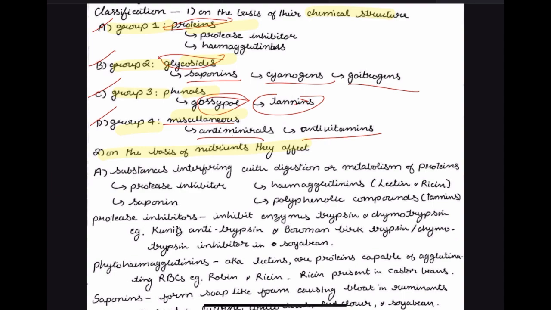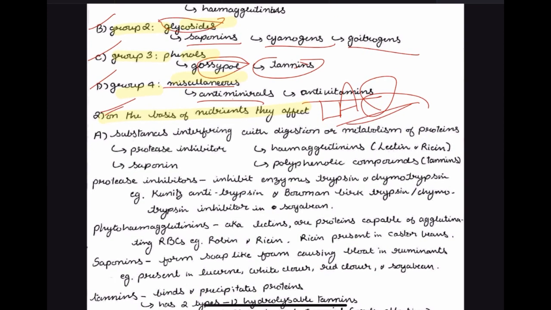This is very important from an LAQ point of view. In exams, they ask long answer type questions from this. First, we'll look at the category of substances interfering with the digestion and metabolism of protein. So they're anti-proteins. They include protease inhibitors, the substances which inhibit the protein digesting enzymes like trypsin and chymotrypsin.